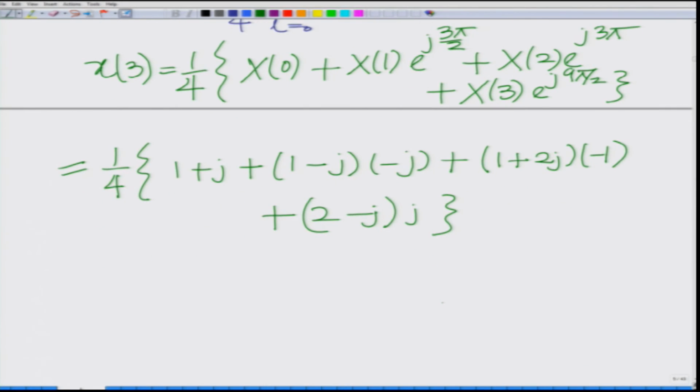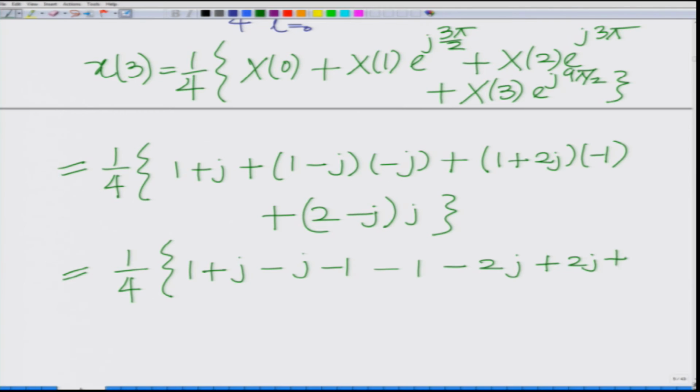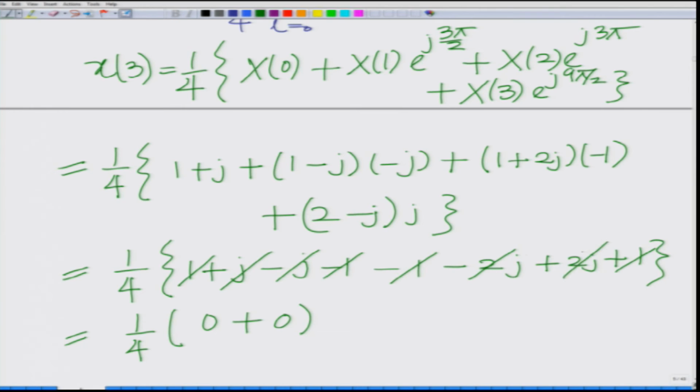So, that is 1 over 4, and once again you can check this, 1 over 4 times 1 plus j minus 1 minus 1 minus 2j plus 2j plus 1, and what do you have over here? In fact, you have 1 by 4 times 0 plus 0. You can see this is j minus j, 1 minus 1 minus 1 plus 1, 2j minus 2j. So, this goes.